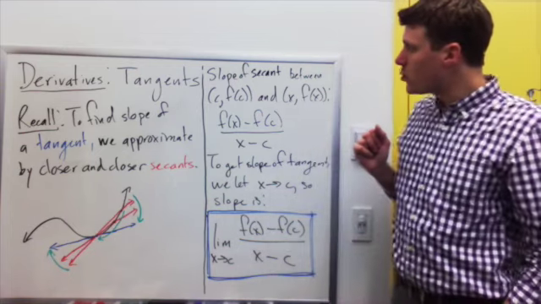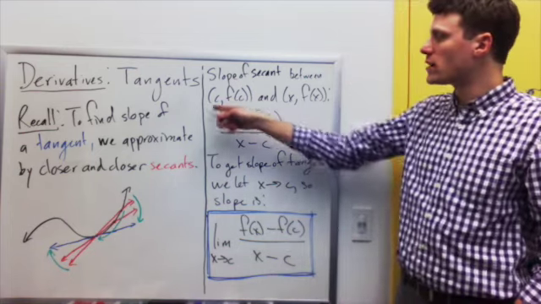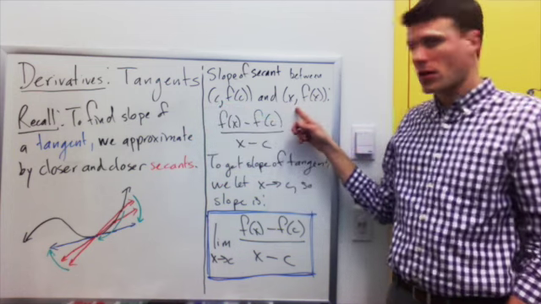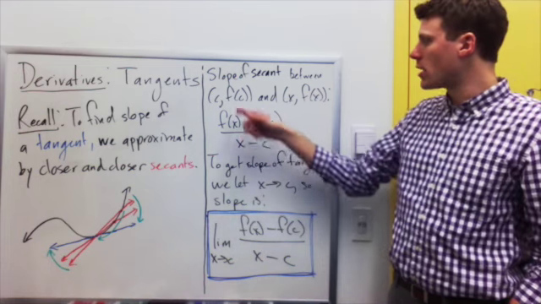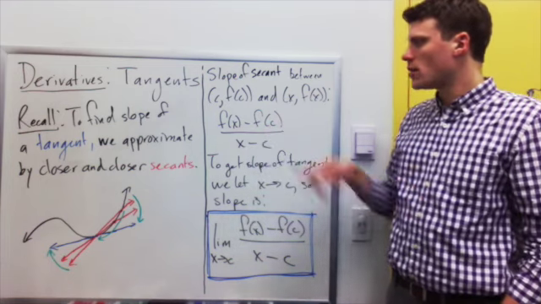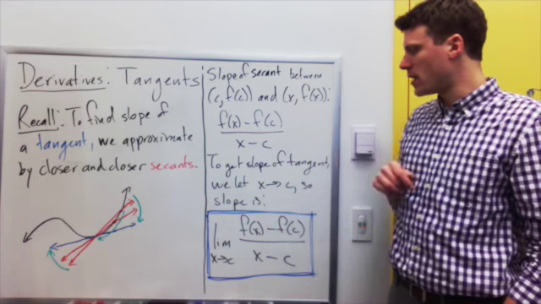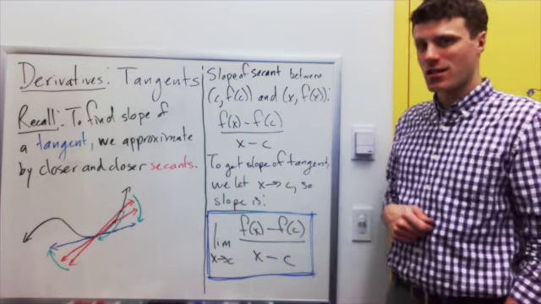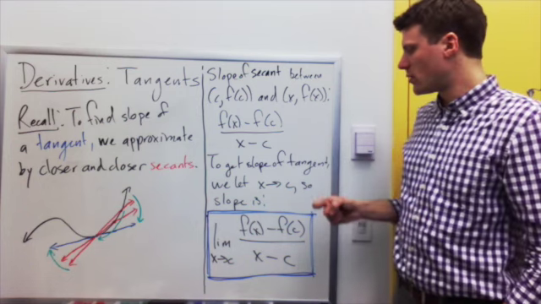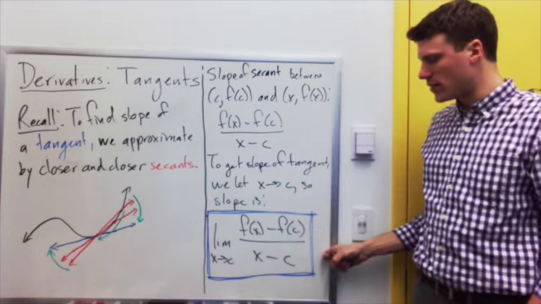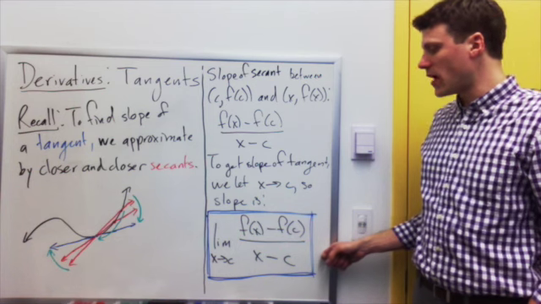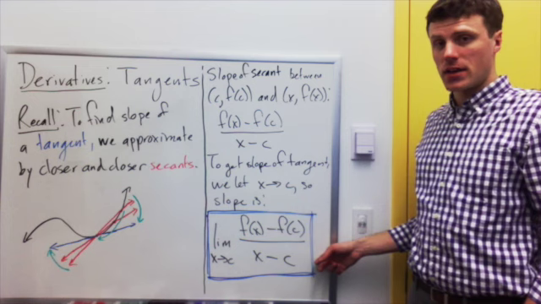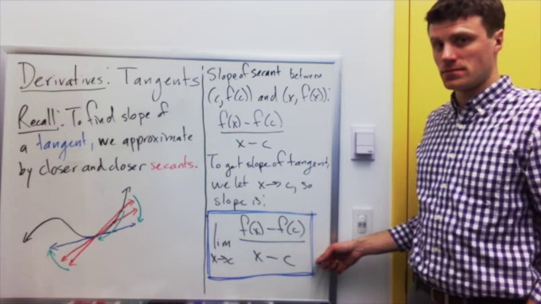Let's remember that the slope of the secant between our fixed point c, f of c, and x, f of x, which is the second point on the curve, is given by the difference of y coordinates, f of x minus f of c, over the difference of x coordinates, x minus c. So to get the slope, we let x approach c. That's a limit. So the slope of the tangent line is given by the limit as x approaches c of f of x minus f of c divided by x minus c.